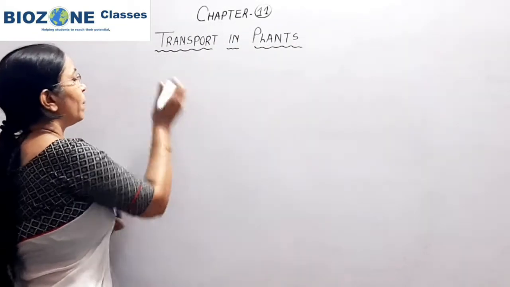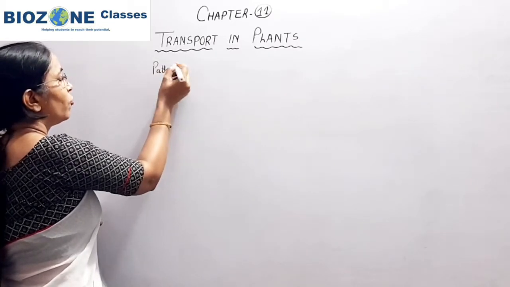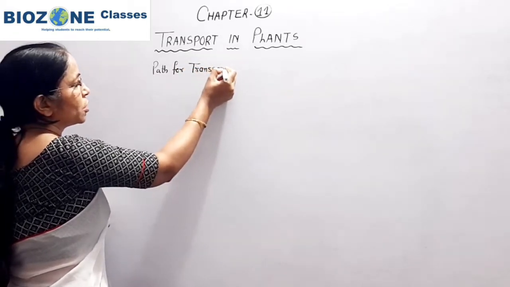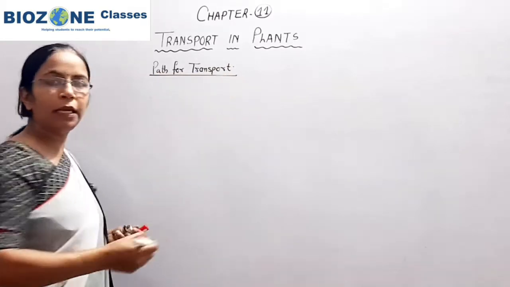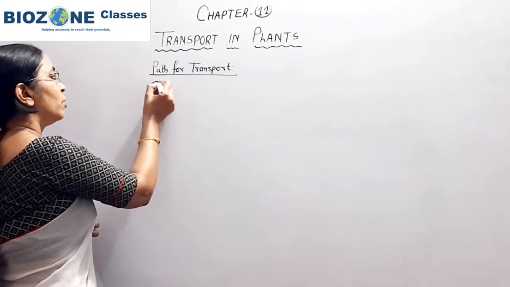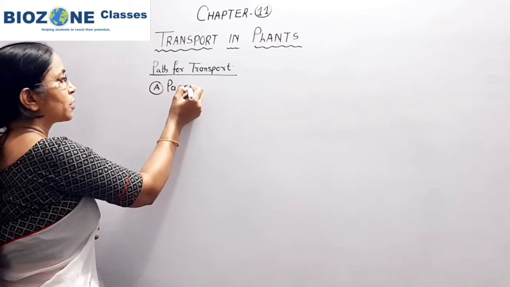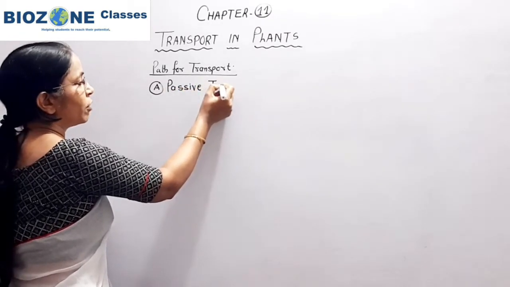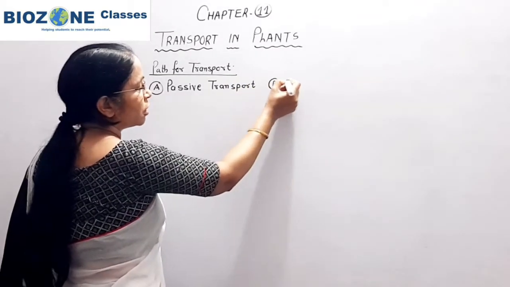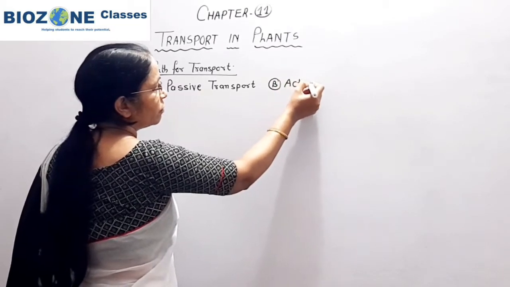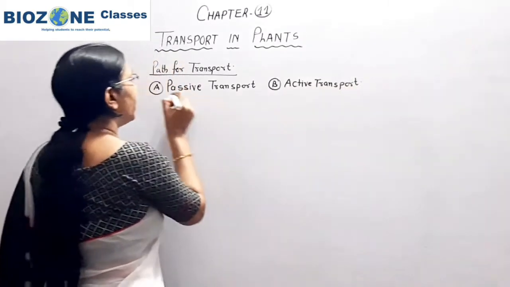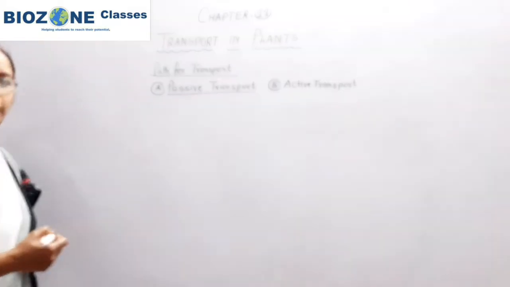So when we study the path for transport, remember mainly two types of transport are there. First, passive transport, which we already discussed, and how passive transport differs from active transport. And the second transport is called active transport. So this part you remember. Now first we come to passive transport, and then we study active transport.